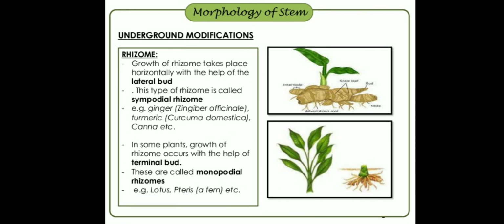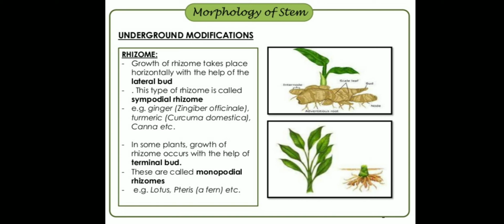So for a rhizome, there are other things that we have to learn: growth of the rhizome takes place horizontally with the help of lateral bud. Such a kind of rhizome is called a sympodial rhizome. This is just for your information. You don't have to memorize all of these things, you just have to remember the examples and how you can differentiate underground roots and stems.